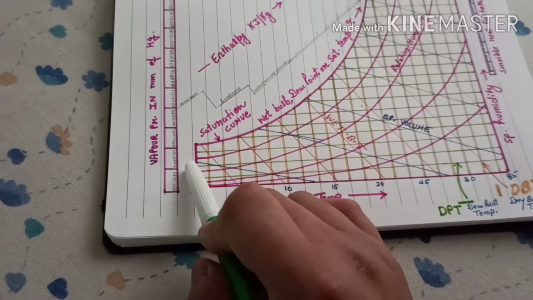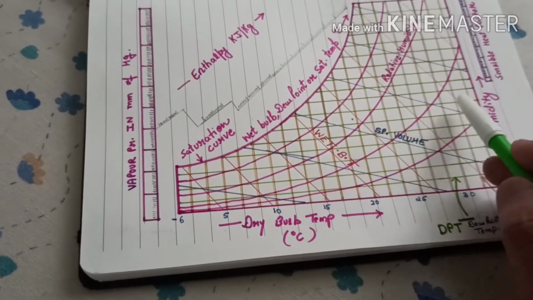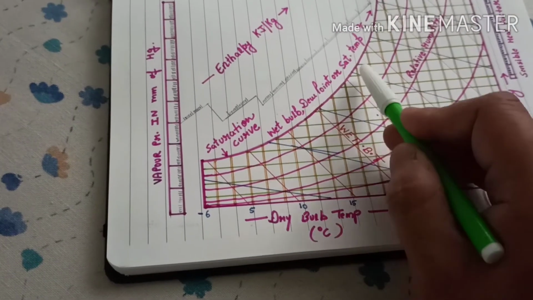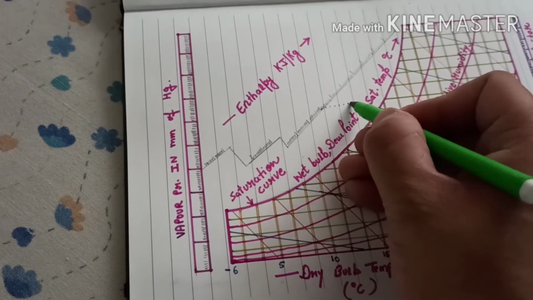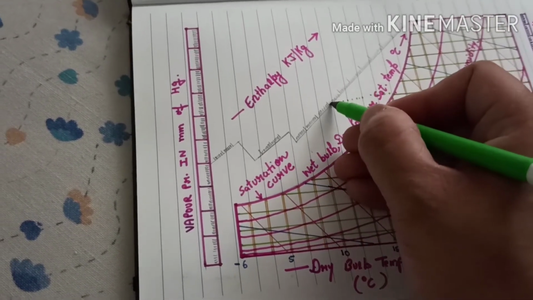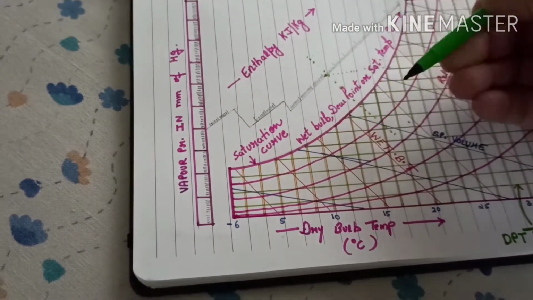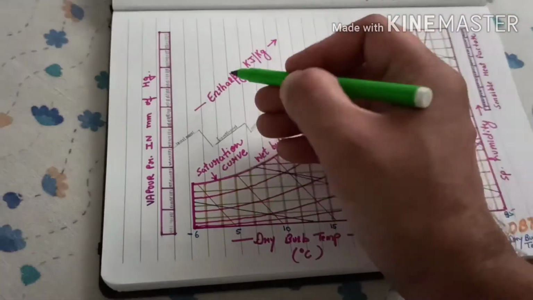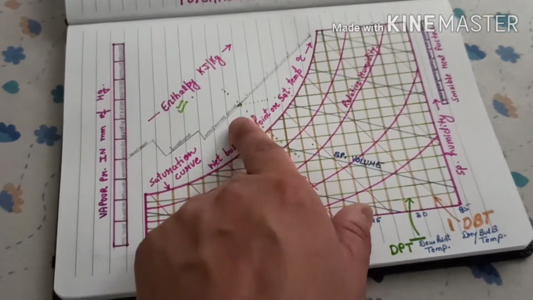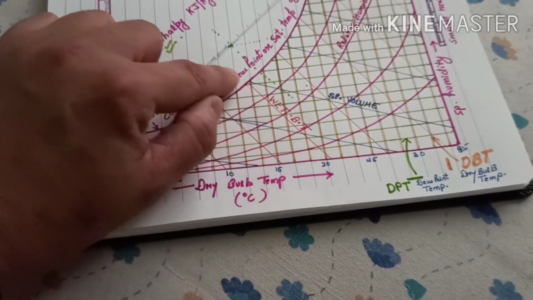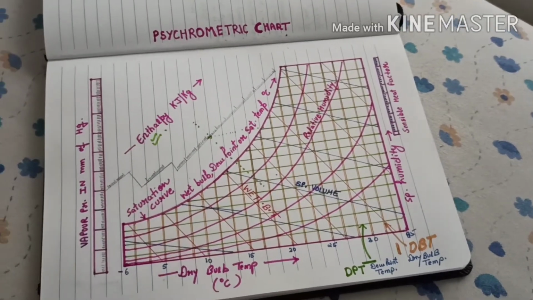the respective values. Now if we have to find the value for a certain dew point temperature, let us suppose this is the dew point temperature line. If we extend it here, then we will get this value. Like this, it will give us the value of enthalpy. This chart here will give the value of enthalpy if we extend the line from the saturation curve to the enthalpy chart.